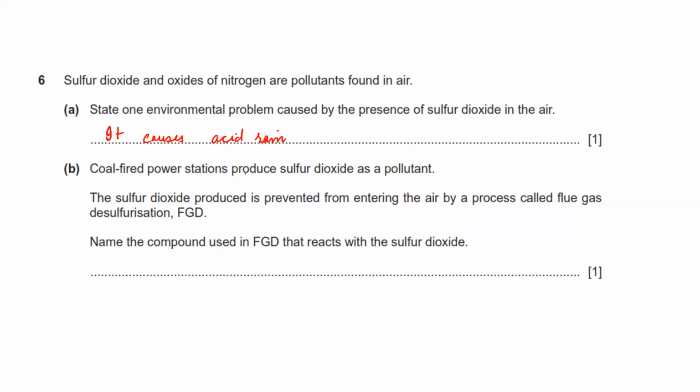Part B, coal-fired power stations produce sulfur dioxide as a pollutant. The sulfur dioxide is prevented from entering the air by a process called flue gas desulfurization or FGD. Name a compound used in flue gas desulfurization that reacts with sulfur dioxide. Sulfur dioxide generally reacts with carbonates, so in this reaction, calcium carbonate is the compound that is used in desulfurization.